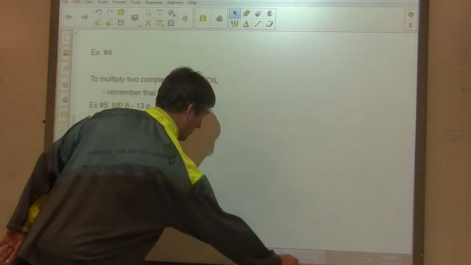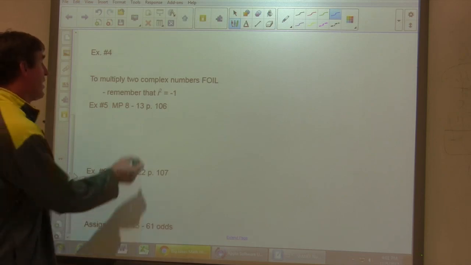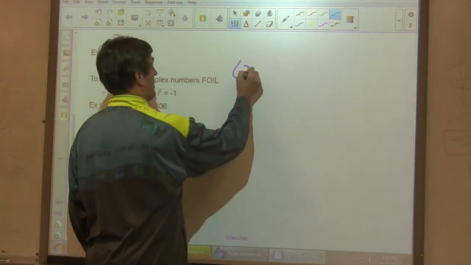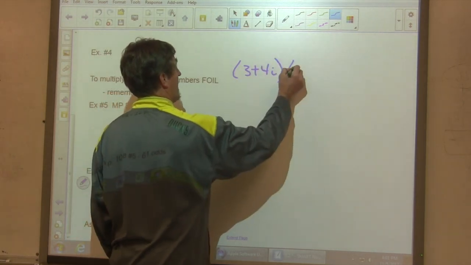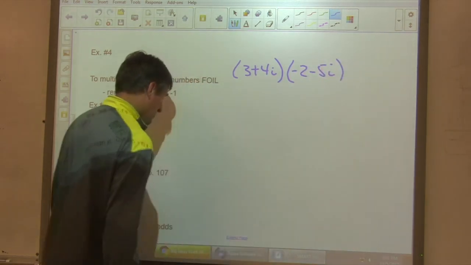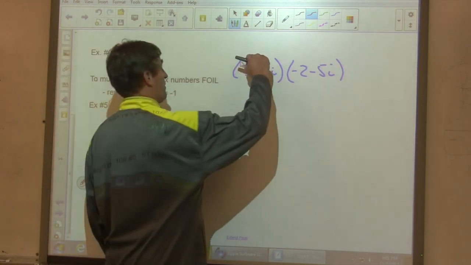So the next thing we're going to do, we're going to multiply two complex numbers. Again, remember that i squared is a negative 1. So let's just take 3 plus 4i times negative 2 minus 5i. So we just FOIL this or claw it, whatever method you prefer.